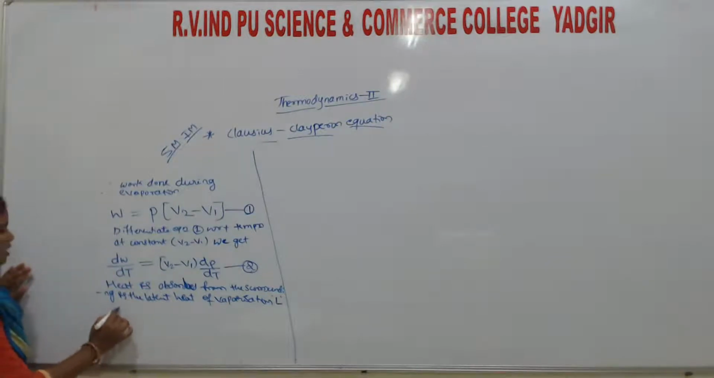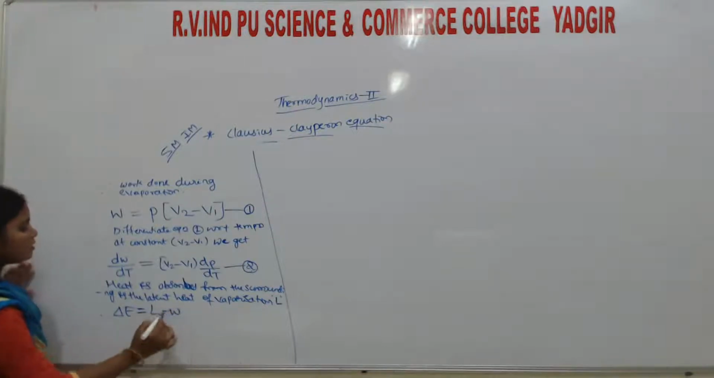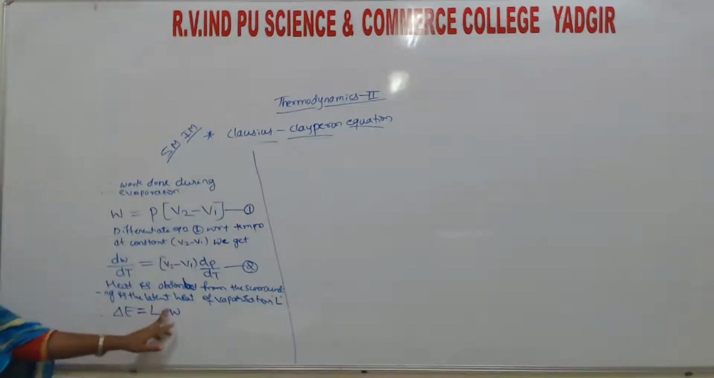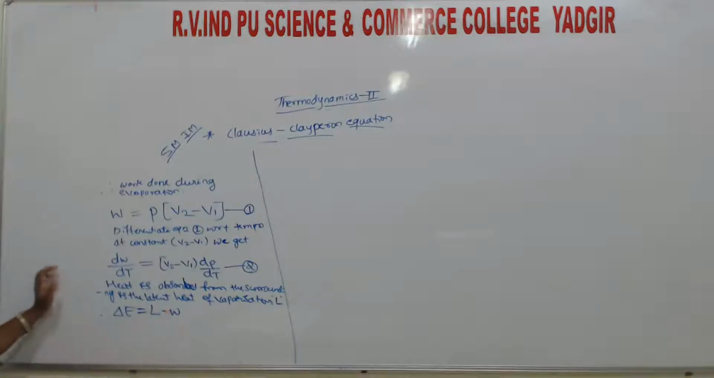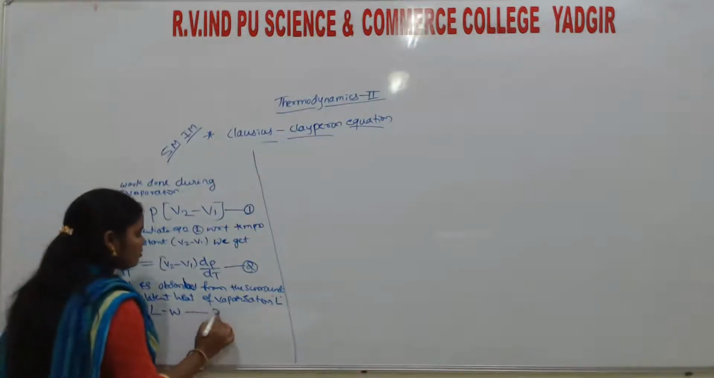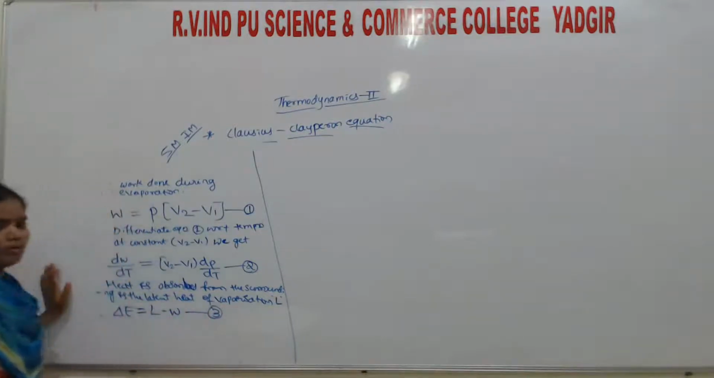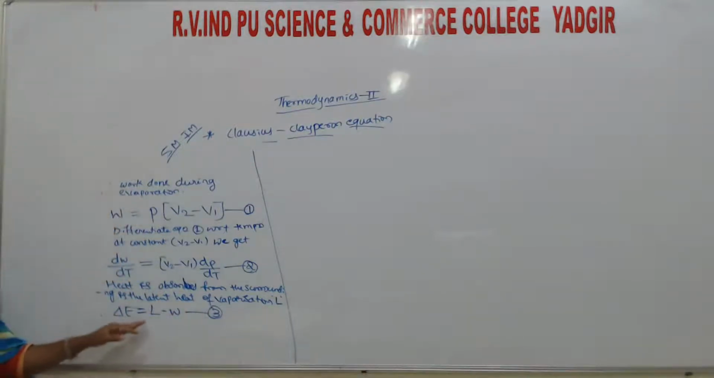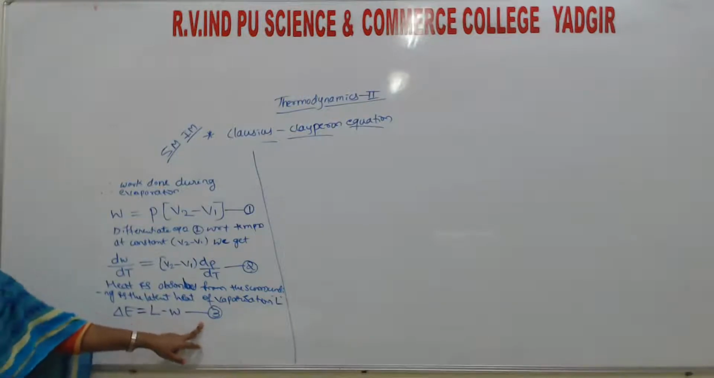Therefore, delta E is equal to L minus W. This is equation number 3.